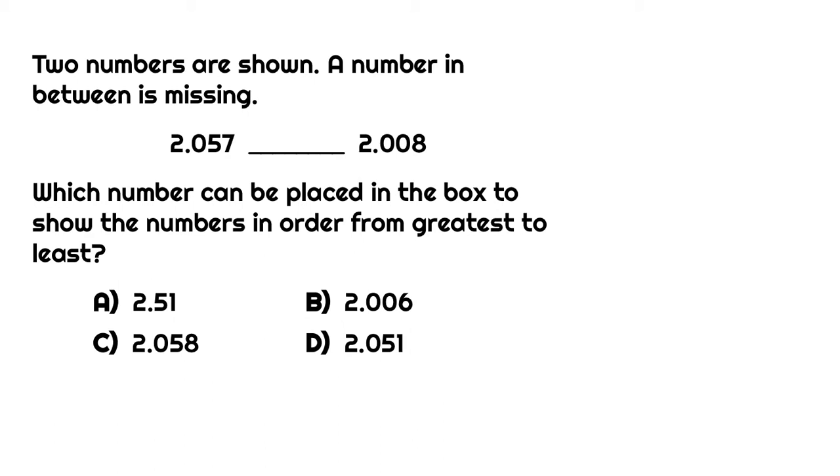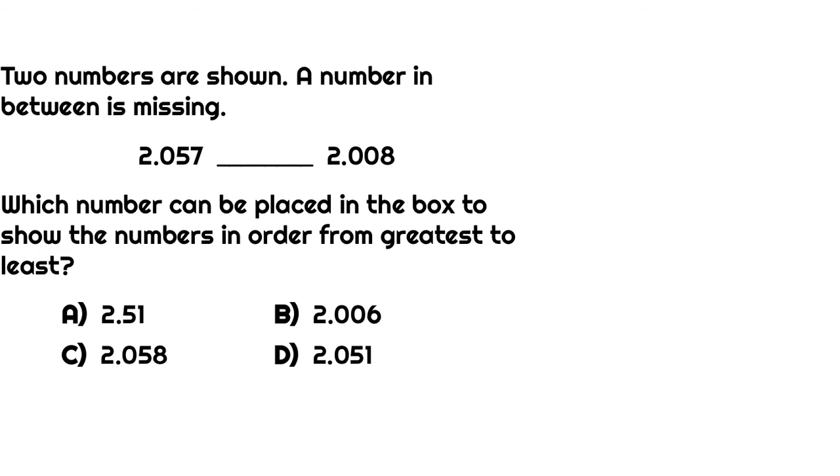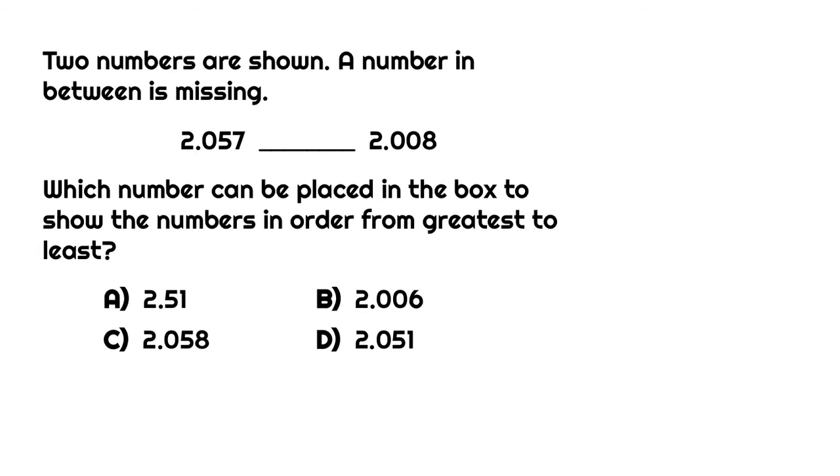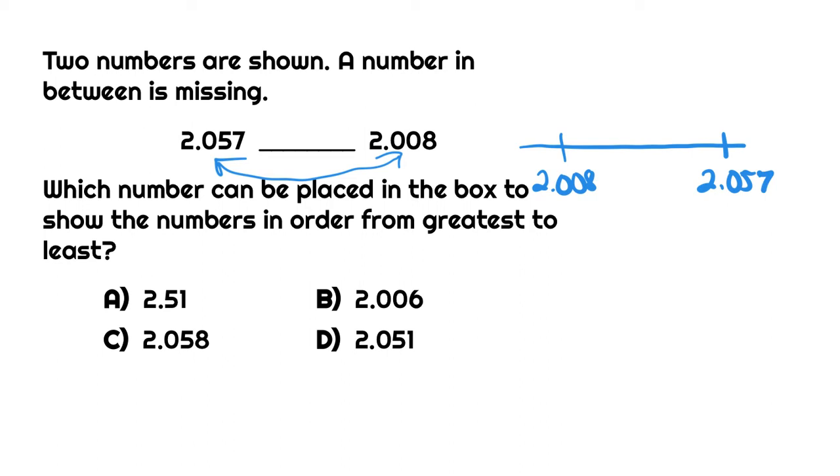And for me, greatest to least is hard. And so I'm actually going to switch these. I'm going to flip them. Flip them and change this to least to greatest. And I'm going to make a number line to help me visualize this. So we have 2 and 8 thousandths here and 2 and 57 thousandths here.